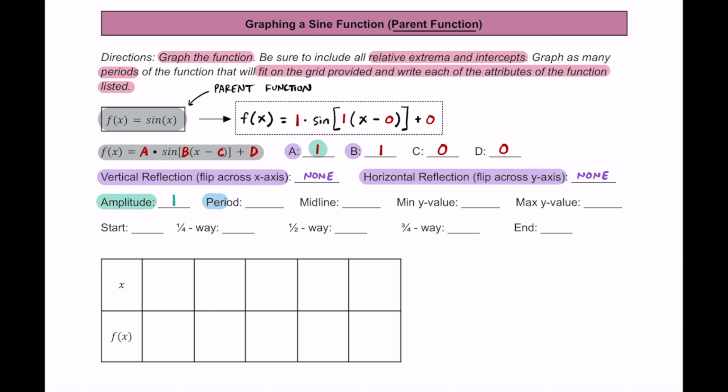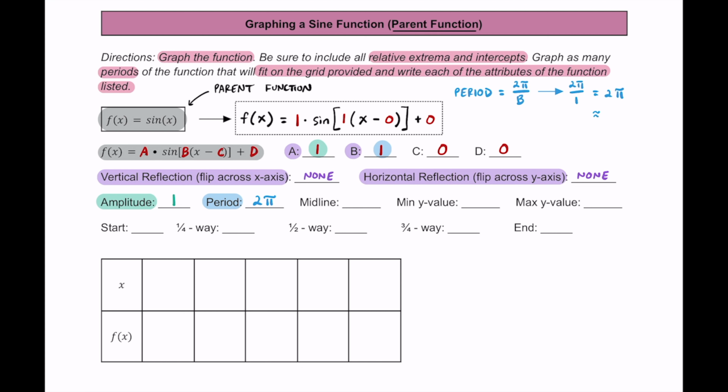Next, we have the period, which lets us know how long it takes for this whole function to start and end, and then repeat its cycle. The formula to find out the period of a sine function is 2 pi divided by whatever the value of b is. So for the parent function, notice here how b is equal to 1. So to figure out the period of the parent function, we're going to have 2 pi divided by 1, and that's just equal to 2 pi. So that's how long it's going to take for one whole cycle for this sine function to repeat itself.